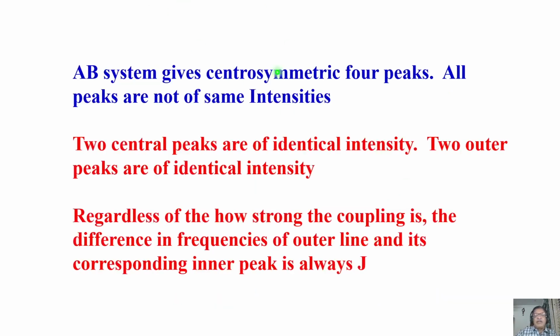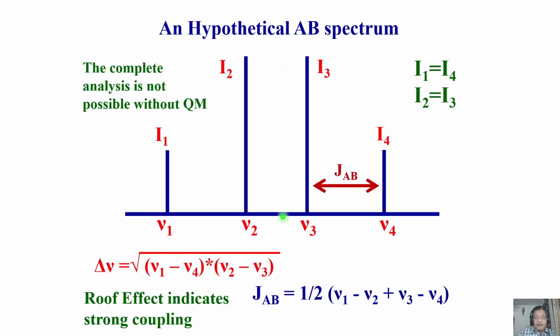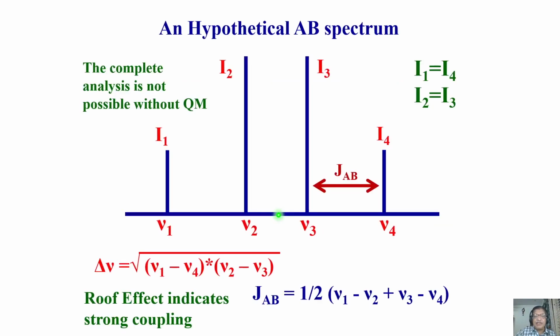So the AB system gives centrosymmetric four lines. Remember, this is centrosymmetric, four lines. It is symmetric with respect to the center. Okay, and all peaks are not of equal intensity. The central peaks are of identical intensity. The two outer lines are of identical intensity. Whatever the strength of coupling, the outer lines always give you the J coupling. Remember this one.